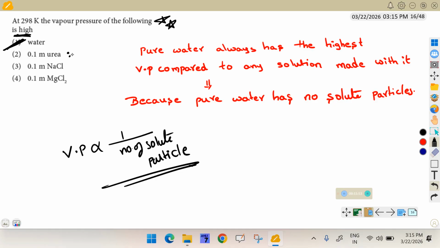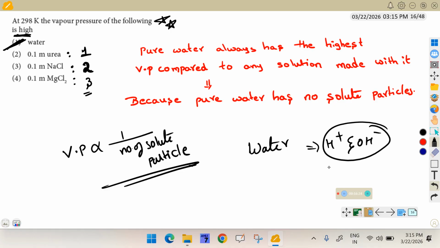0.1 molar urea. Urea further dissociation is not possible. So the number of moles of solute particles is equal to 1. NaCl dissociates into Na plus and Cl minus. Number of solute particles 2. MgCl2 dissociates like Mg2 plus and 2Cl minus. So number of solute particles 3. Generally what we expect, water dissociates like H plus and OH minus. Number of solute particles 2. We are expecting number of solute particles 2 in case of water.